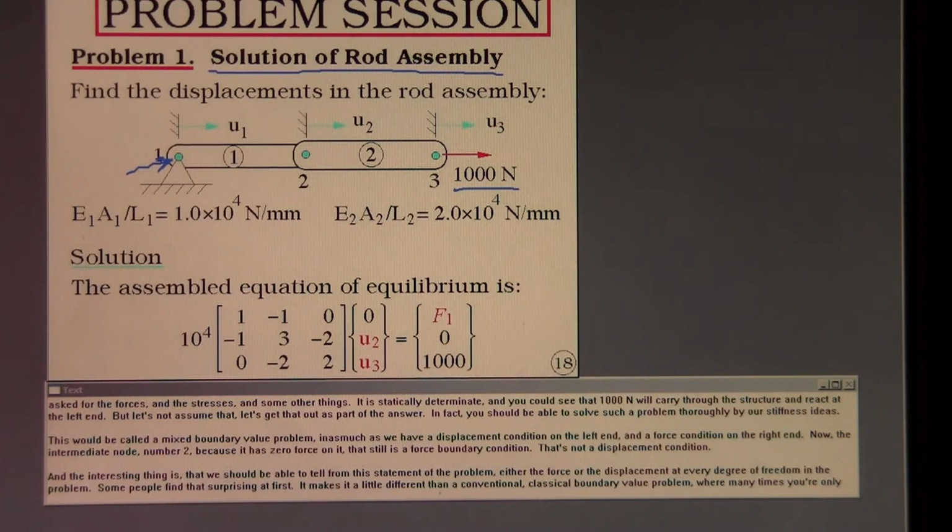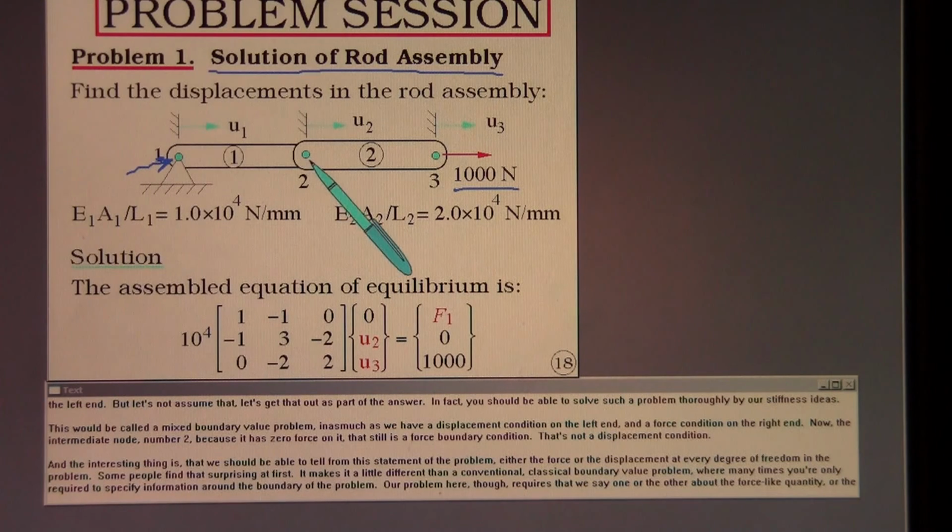This would be called a mixed boundary value problem, inasmuch as we have a displacement condition on the left end and a force condition on the right end. Now the intermediate node, number 2, because it has 0 force on it, that still is a force boundary condition. It's not a displacement boundary condition.